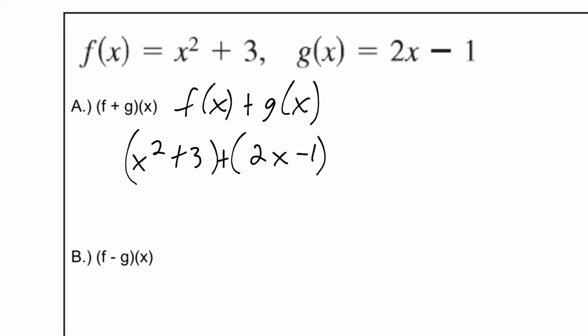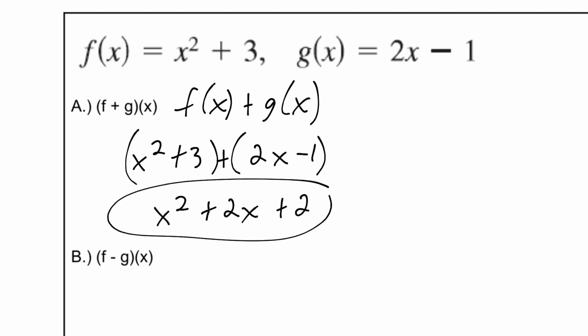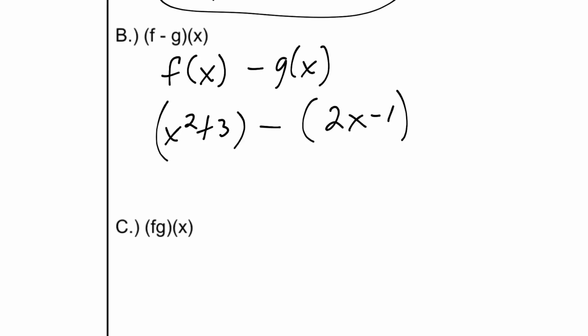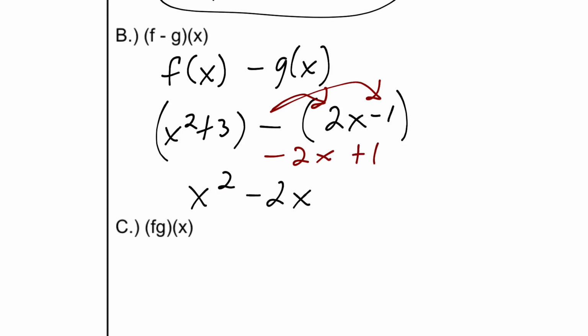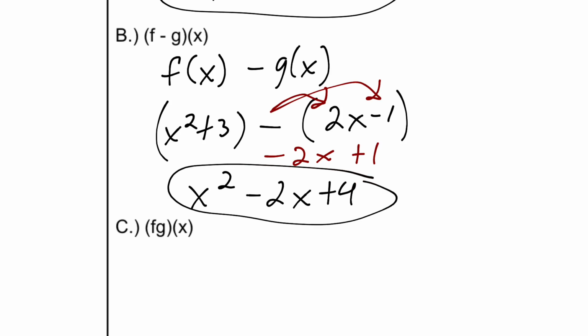When I add these two functions, it looks like this. I'm just combining like terms. There's only one x squared, there's only one x term, and then plus 3 minus 1 combines. Subtracting is very similar. The only additional step is to distribute the negative. So this is like minus 2x plus 1. So if I combine things, this is my result.